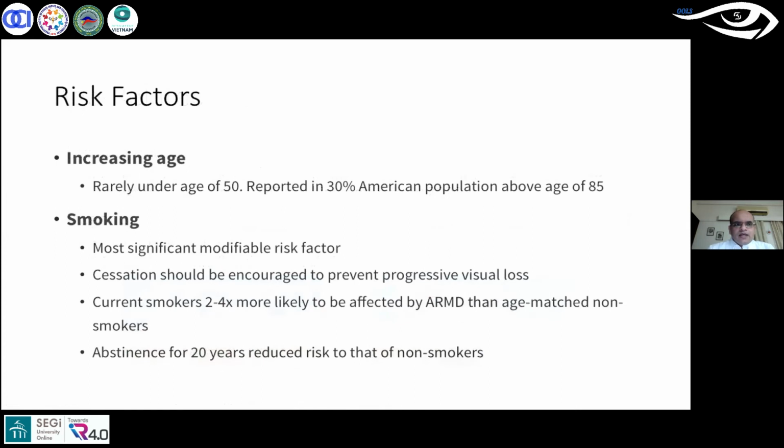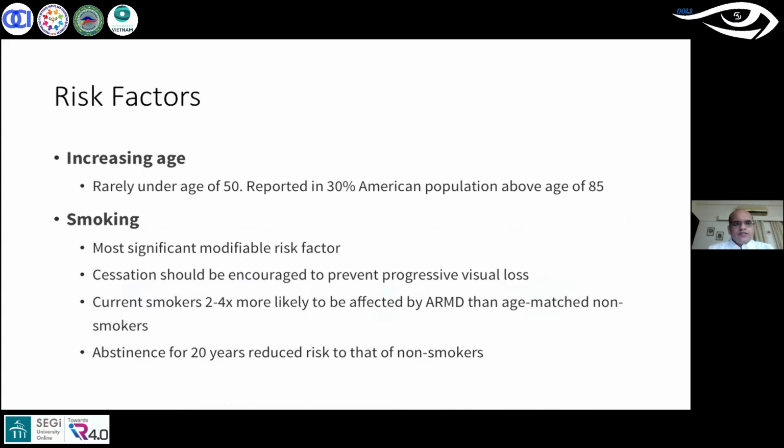As the name implies, one of the foremost risk factors is increasing age. It is rarely seen in patients under the age of 50, though there are a few isolated reports of patients above the age of 40 and less than 50 also presenting with this. In the American population, about 30% of people above the age of 85 have age-related macular degeneration, which is quite a big chunk of people above the age of 85.